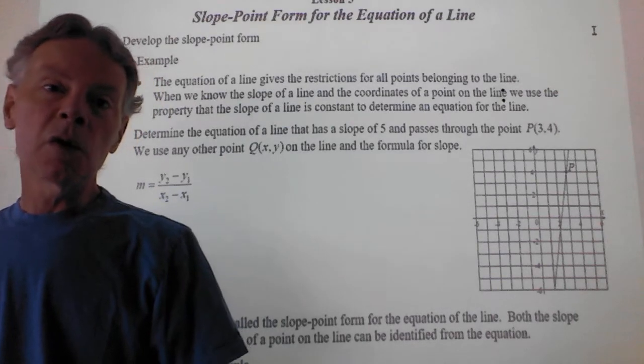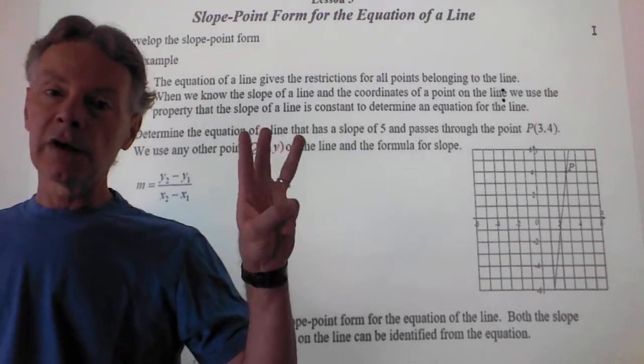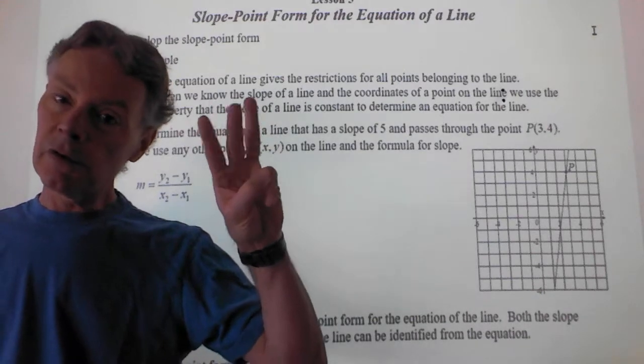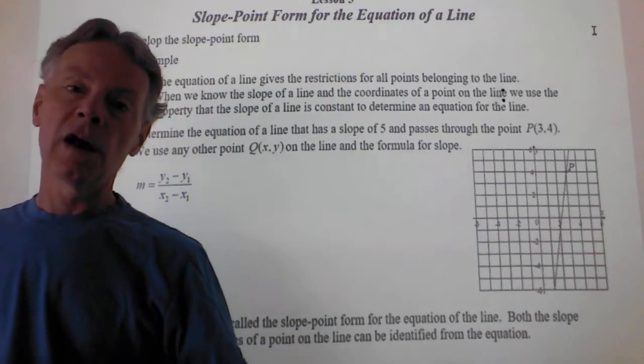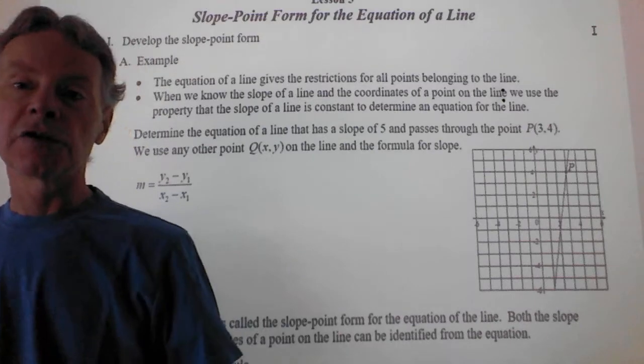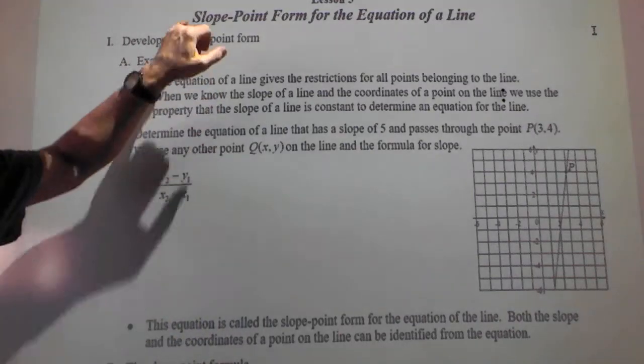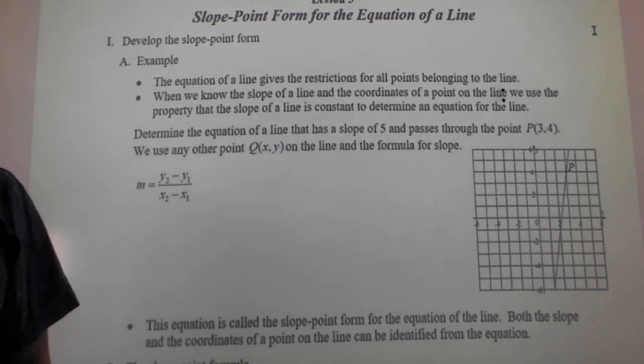So today we're going to take a look at the third, count 'em three, the third equation for linear relations. And that's called the slope-point form of the equation of a line.